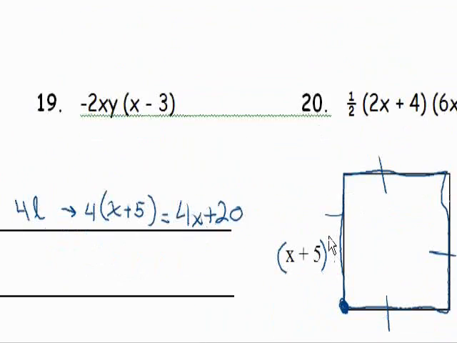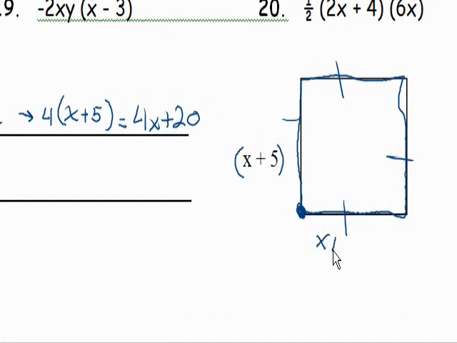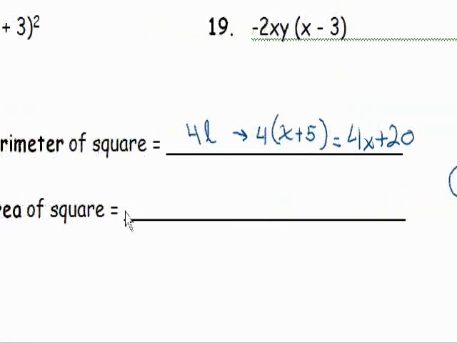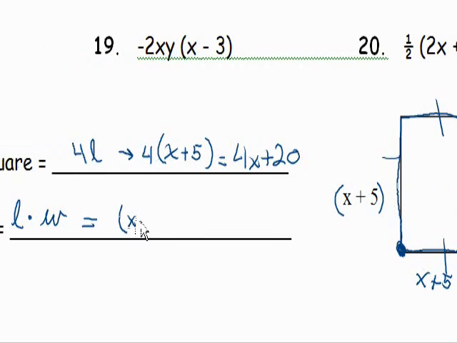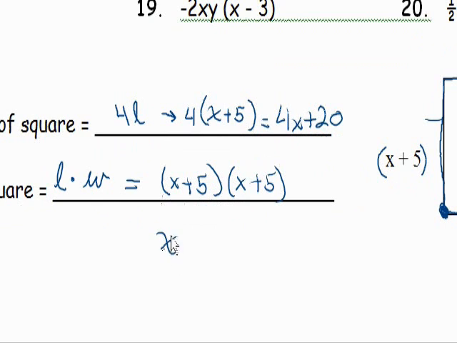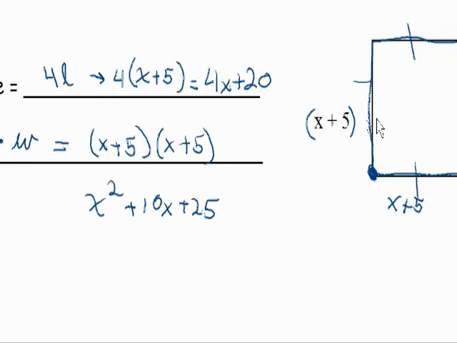Area of a square, very simple. We know that all the sides are the same, and the area is just our standard area. Area equals length times width. And so we know that our length is x plus 5, and our width is the same thing, x plus 5. So we'll multiply those out. That's x squared plus 10x plus 25. That's the final simplified answer. It's called a perfect square.